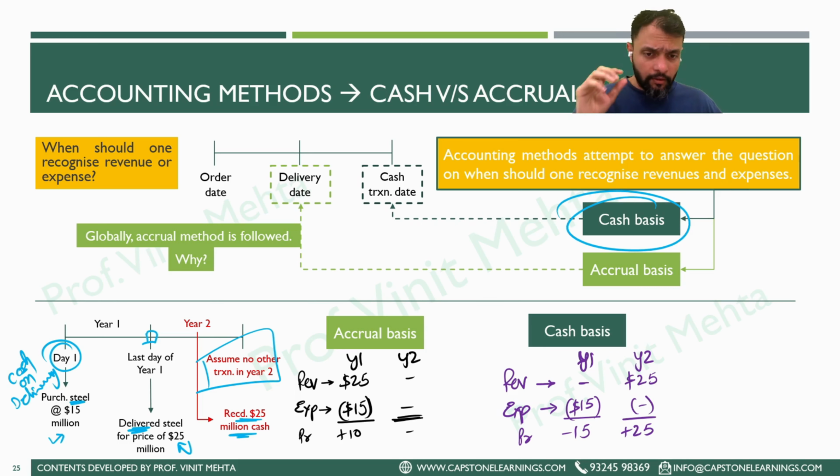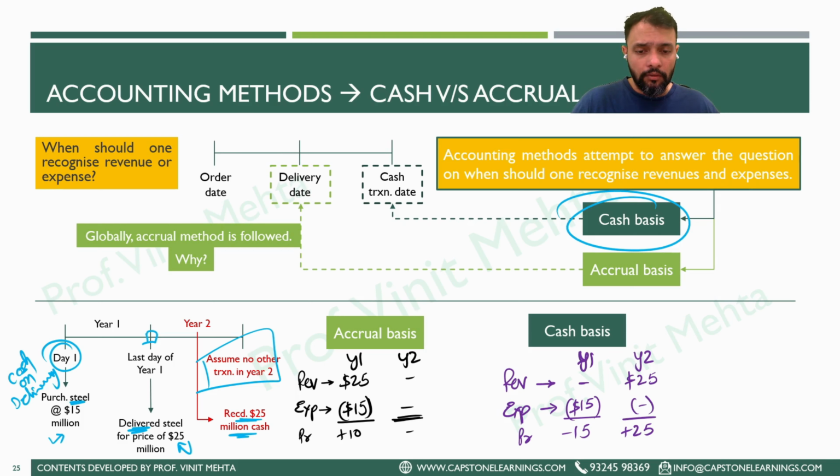Can you repeat? Sorry. Vinit, can you repeat, please? If you buy one thing and sell the same thing, will you have one profit number or two profit numbers? Will there be one instance of profit or two instances of profit?